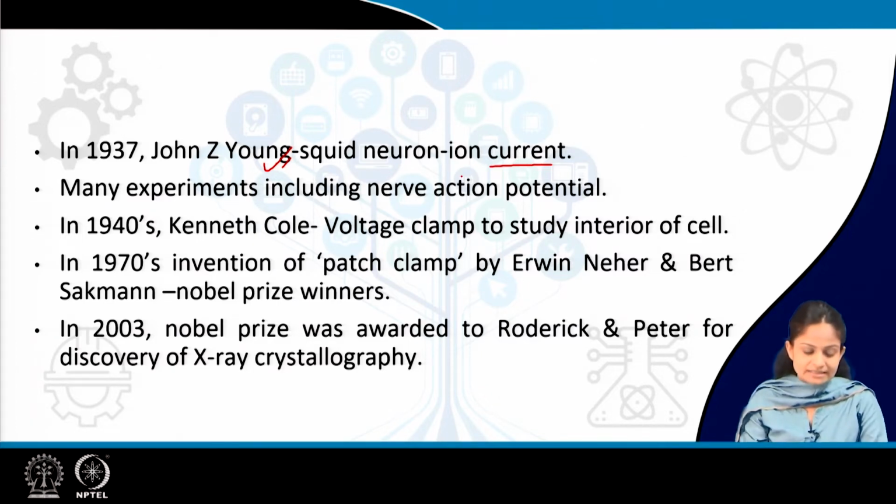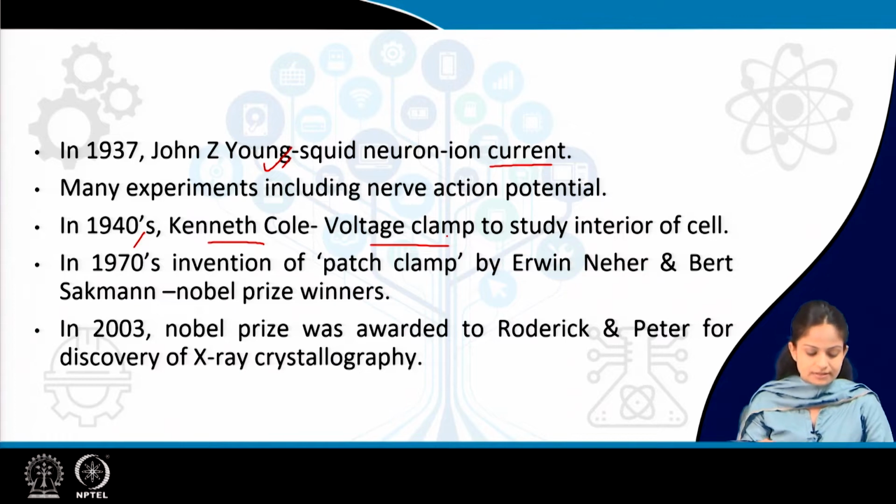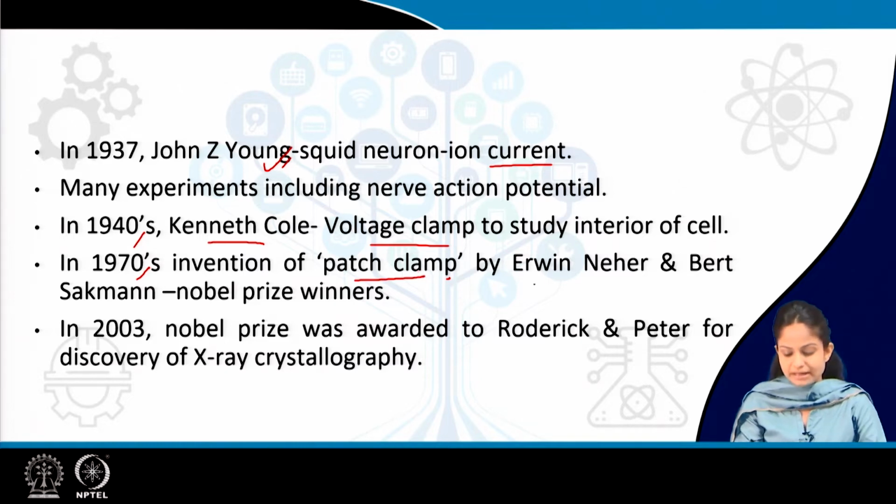Then following this, in 1940s, Kenneth Cole discovered voltage clamp mechanism to study the interior of the cell, like the interior of the cell is electronegative and the exterior is electropositive. In 1970s, with the invention of patch clamp mechanism by Erwin Neher and Bert Sakmann, these two were the Nobel Prize winners, we got to know about the various potentials of the ions.